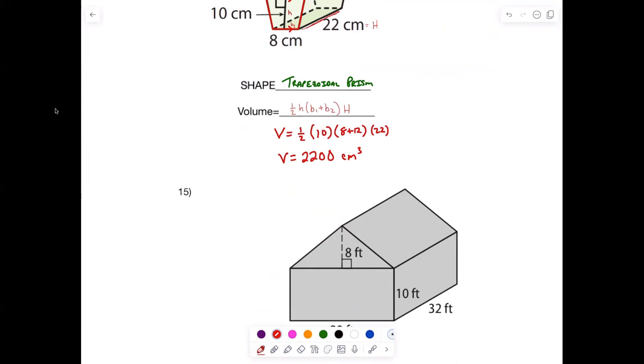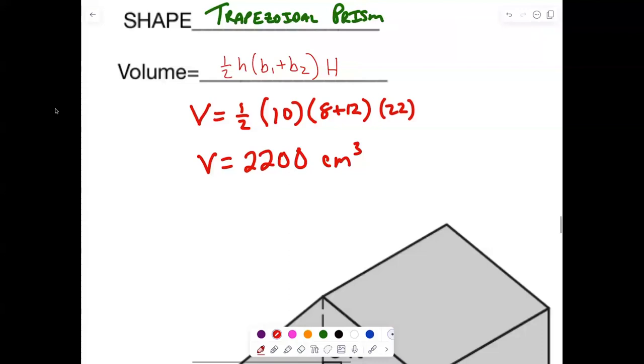Anybody have any issues? Yes, sir. Well, that's because you may not have typed it in correctly. 1/2 is what? 0.5, right? So let's go 0.5 times 10. Now in my head, I didn't use the parentheses. I just did 8 plus 12, which is 20. So I did 1/2 times 10 times 20, which is 100. You with me? All right. Anybody have any questions with that?